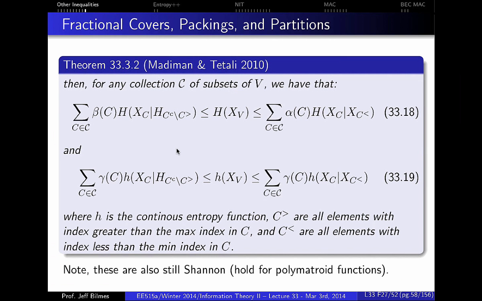I don't need to go through this that much, except to say that the whole notion of a fractional covering and a fractional packing is a very interesting way of obtaining inequalities on the entropy function. And to stress again that these are still Shannon. These are still true of polymatroid functions. These aren't like the ones we saw a bit earlier, which are true only of the entropy.